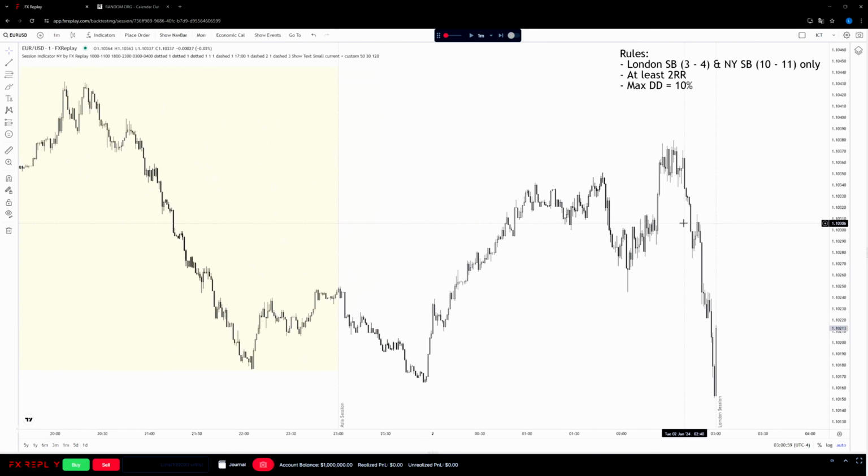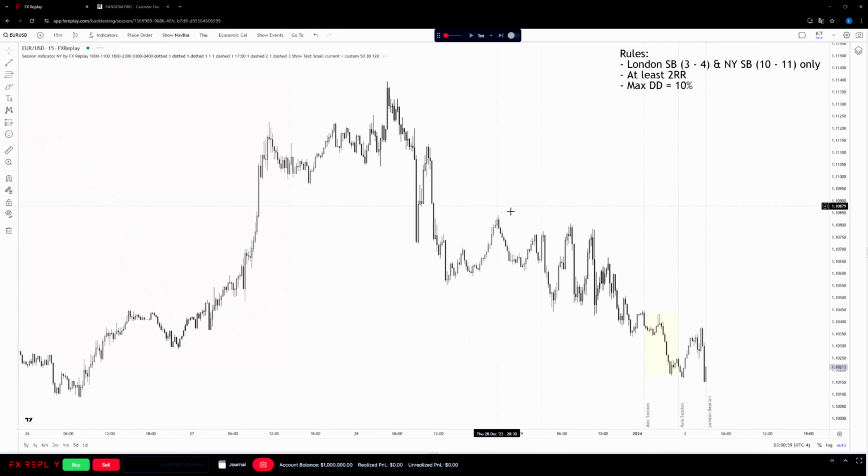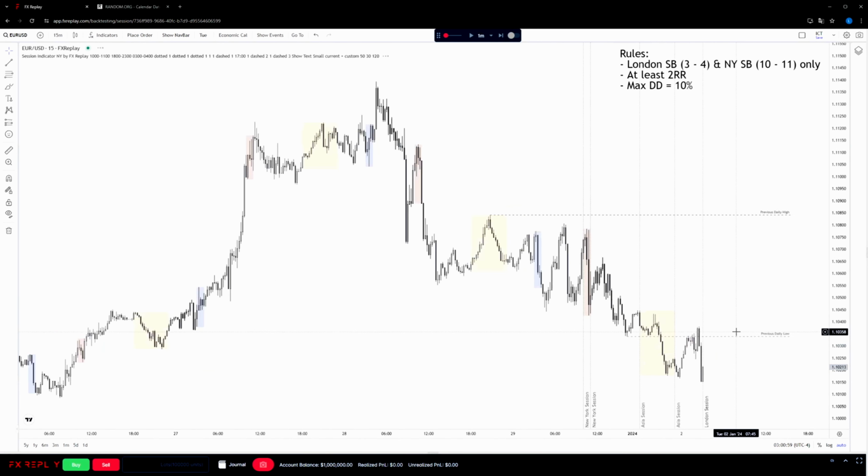Now, for our analysis, the only thing we will be using is going to be the 15-minute time frame as well as the 1-minute time frame. The 1-minute time frame will be our execution time frame, and the 15-minute will be our higher time frame where we do all of our analysis on.